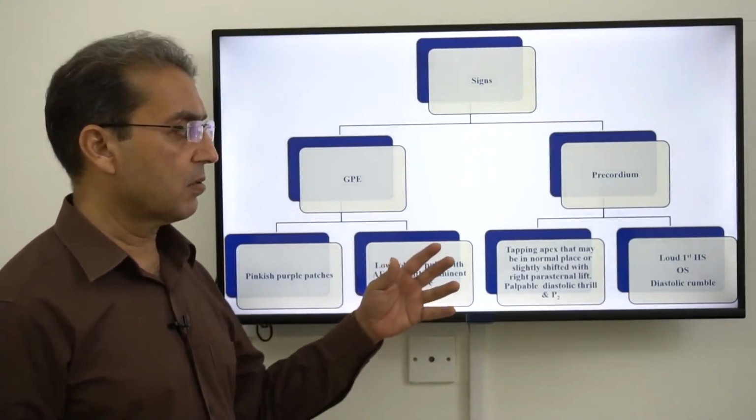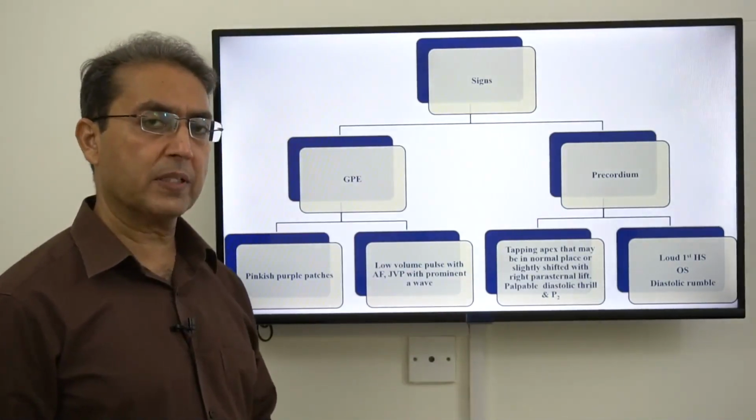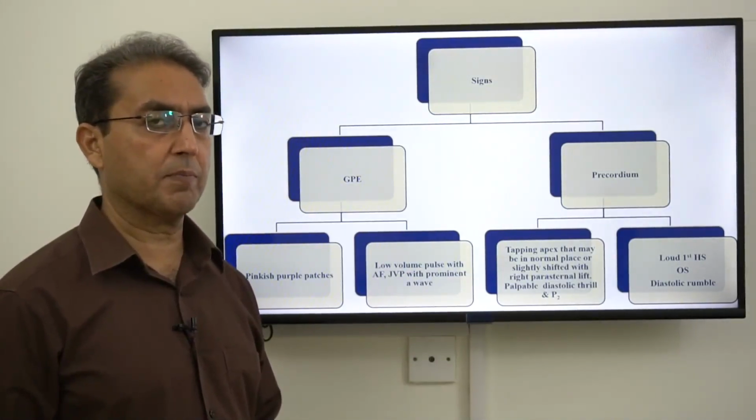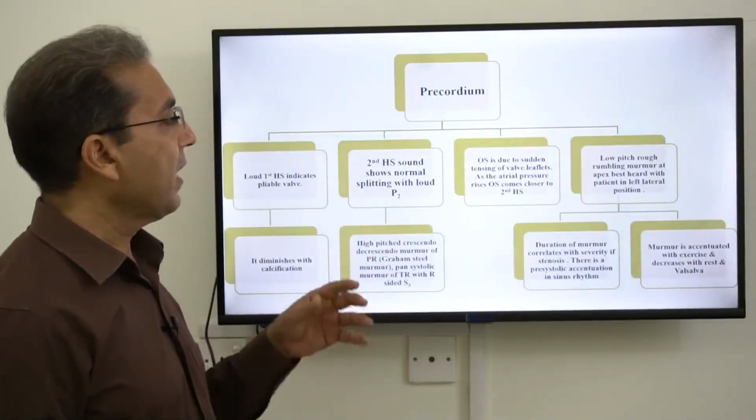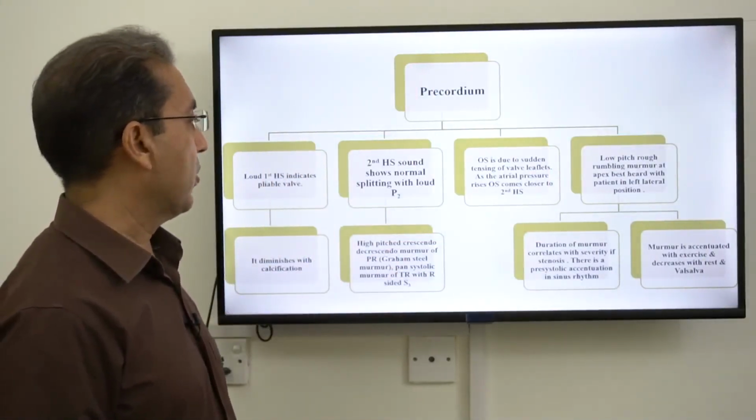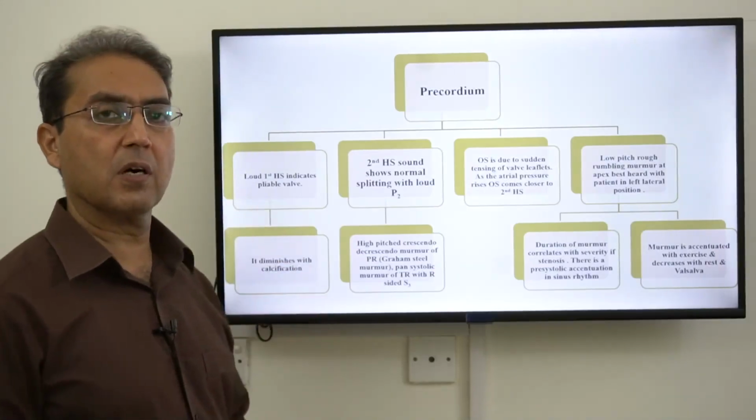The first sound is classically loud. There may be an opening snap and there may be a diastolic rumble. So these are characteristic features of mitral stenosis. We see a little bit of detail of the precordium. You see the first heart sound is loud.